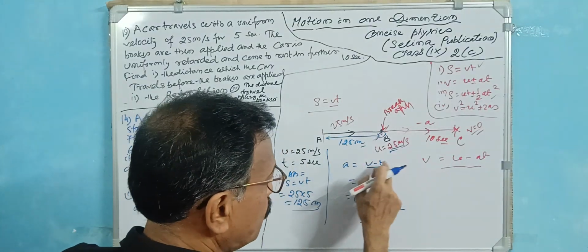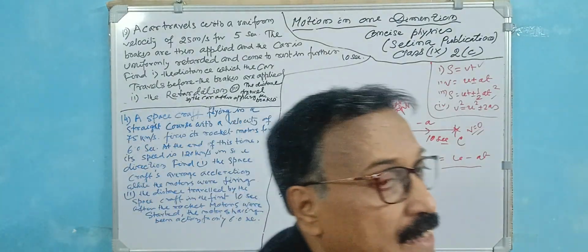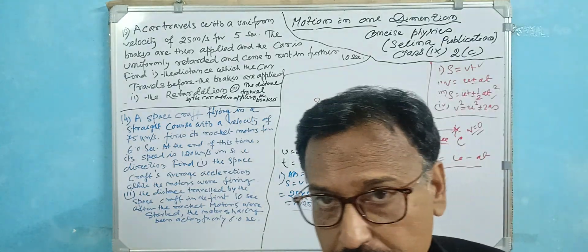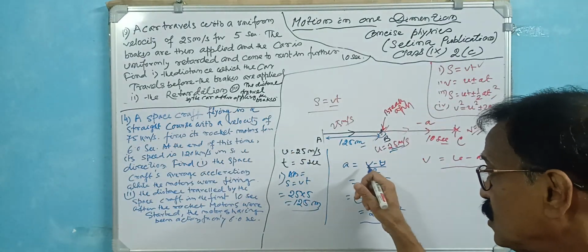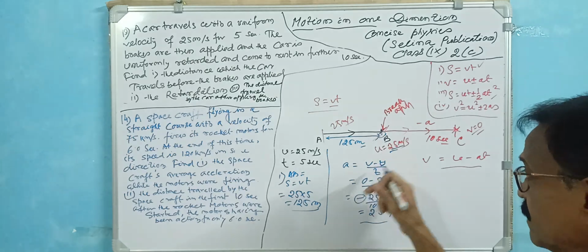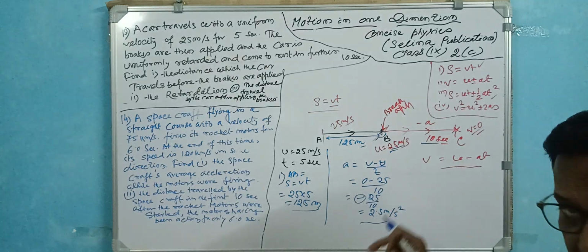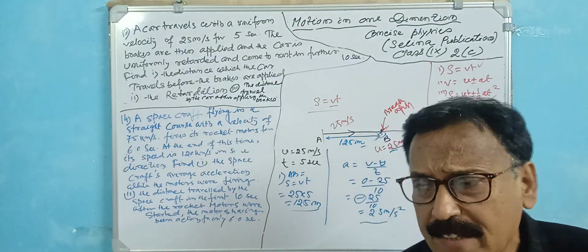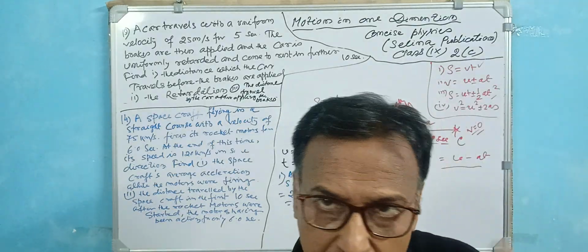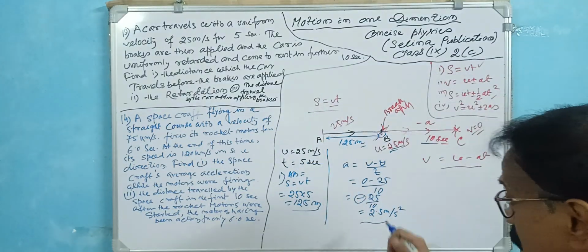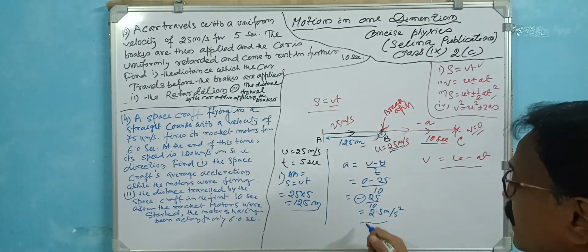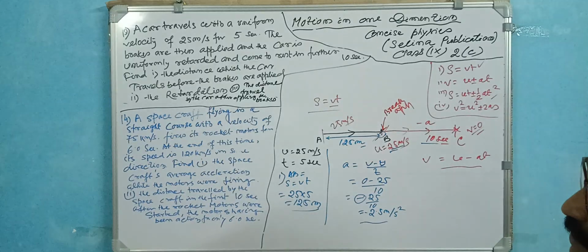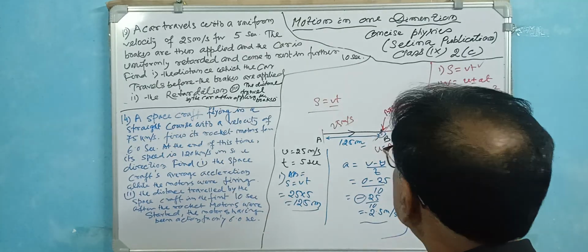A is equal to V minus U by T. Acceleration means rate of change of velocity: V, the final velocity, minus U, the initial velocity, divided by time. Time is 10 seconds. Very easy. The concept must be clear, and then maths will be very easy for you. Okay, clear? So this is negative acceleration, minus, and minus means retardation. Now the third one.